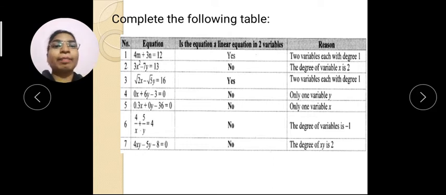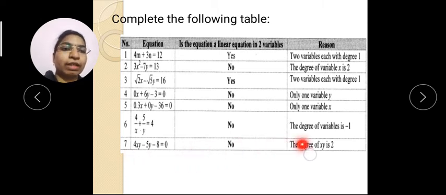No. Why? Because if you observe, if you simplify this equation, the degree of x and y becomes minus 1. But what do we want? We want the degree of both the variables to be 1. And therefore this is also not a linear equation in two variables.